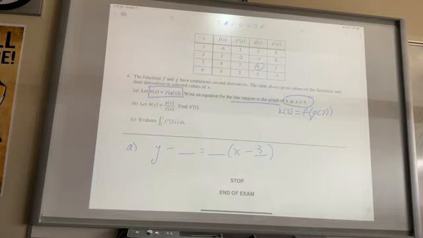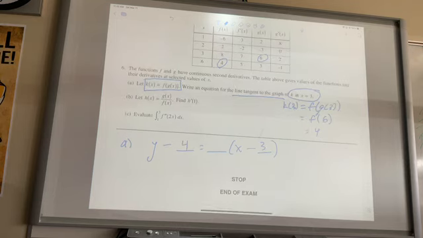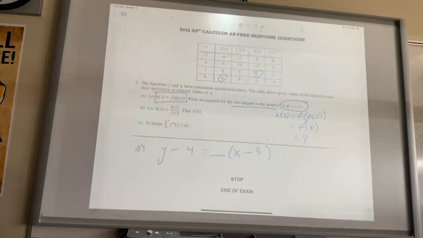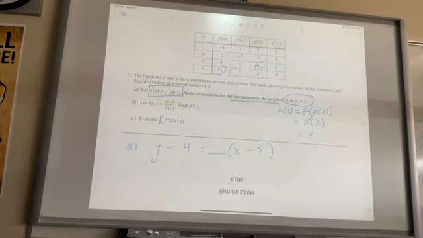What's G of 3? 6. And what's F of 6? 4. And what did I just find, you guys? The Y value, very good. So Y minus 4 equals something times X minus 3. Okay, how do I find the something? Derivative, very good. Now come back to K.